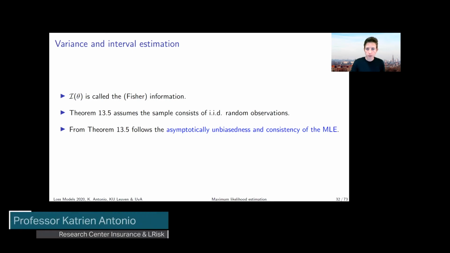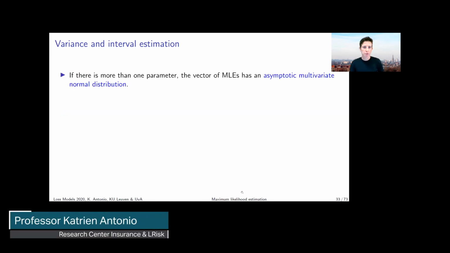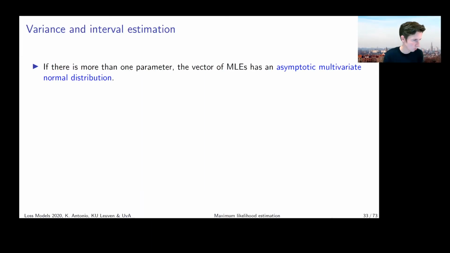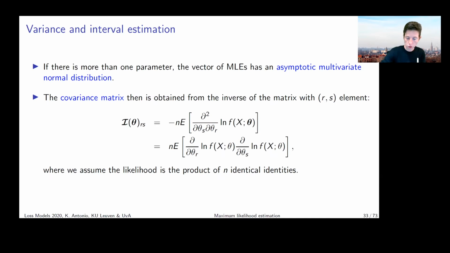What is going to happen if we do have more than one parameter that needs to be estimated? Well, then we can still use the maximum likelihood estimation, of course. We can still rely on our asymptotic multivariate normal distribution. But now we have to work with the covariance matrix, right? And it will be obtained once again as the inverse of the Fisher information matrix.